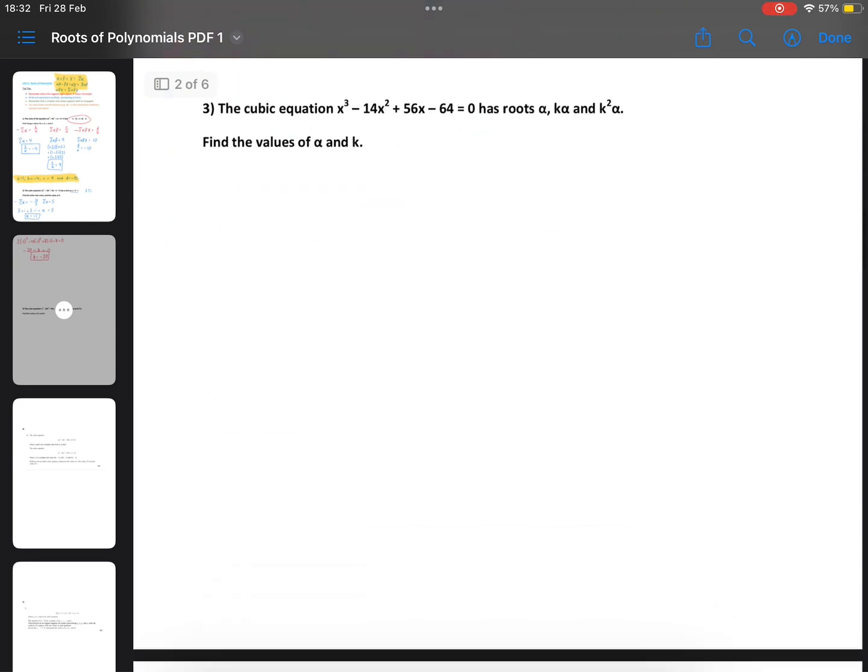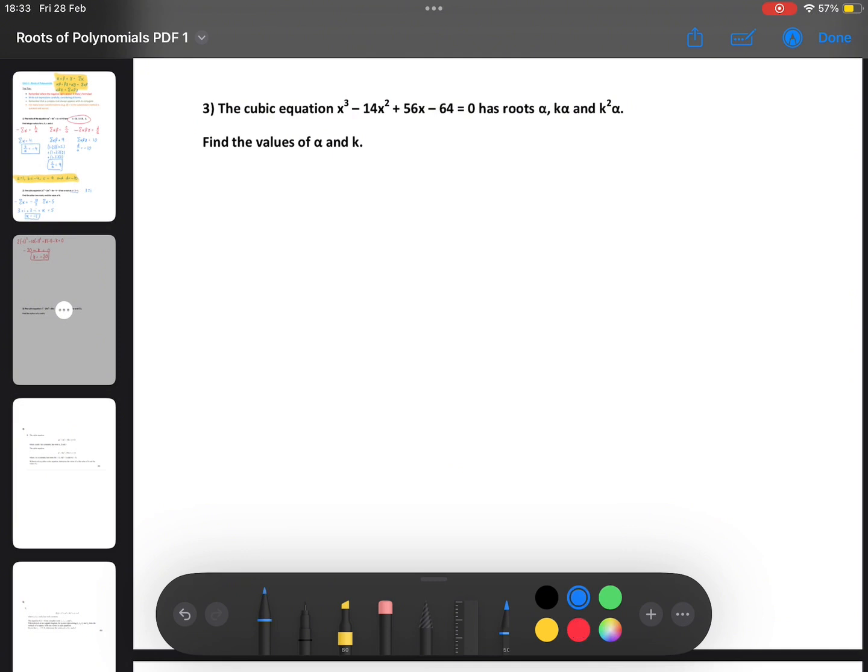Moving on to the next one. The cubic equation x cubed minus 14x squared plus 56x minus 64 equals 0 has roots alpha, k alpha, and k squared alpha. I actually did this one from the textbook. It's not a past paper question, but I did think it was quite a nice one. So I'm just going to apply the same rules as before to start with.